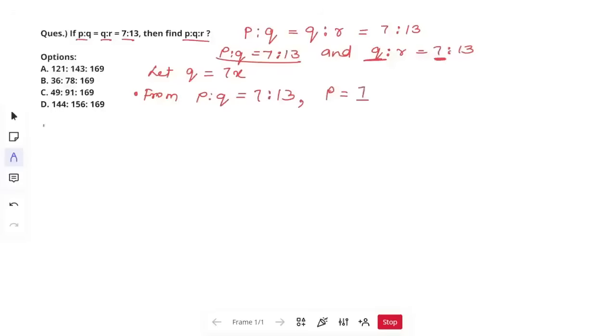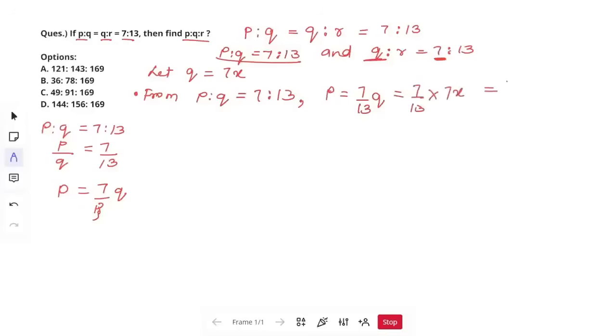I'll tell you quickly if you have not understood. P is to Q is 7 is to 13, right? Which can also be written as P by Q is 7 by 13. We are trying to find out P, so P can be written as 7 by 13 Q. Then we will substitute the value of Q, which we have assumed, 7x. So this is going to give us 49 by 13 x. This is the value of P we have got.